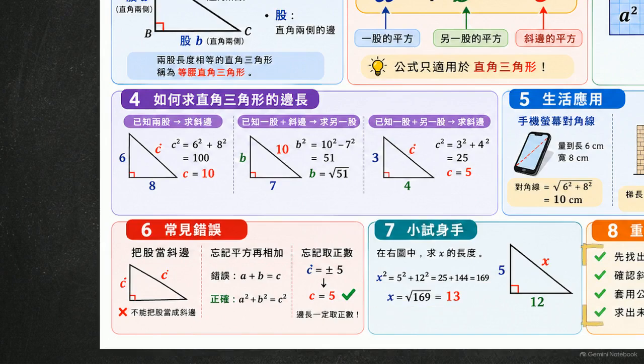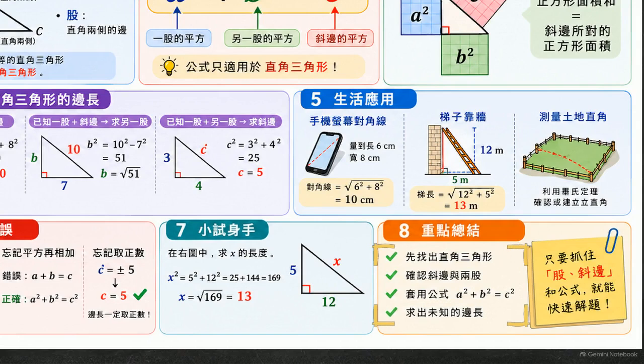You can solve any right triangle problem by following these 4 steps. Confirm the right angle, identify the sides, plug them into the formula, and execute the math. If you label your sides accurately from the beginning, the formula will guide you to the correct answer every time.